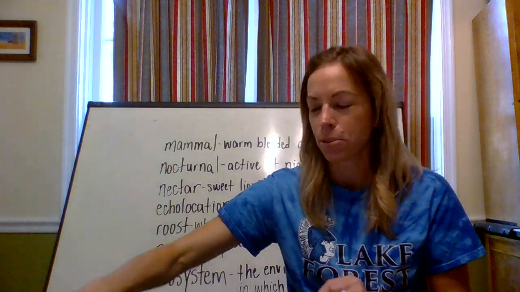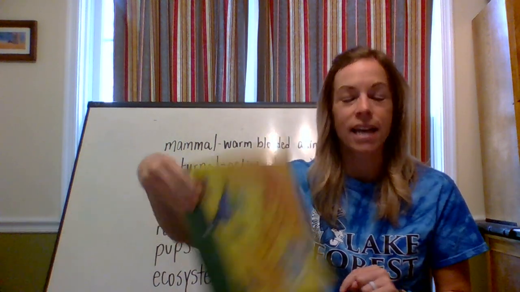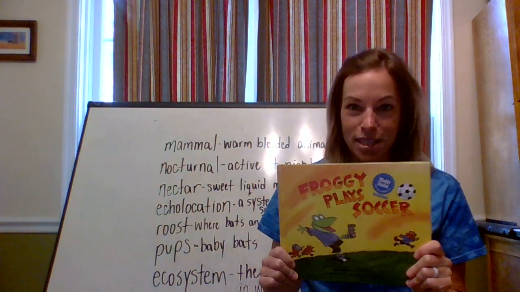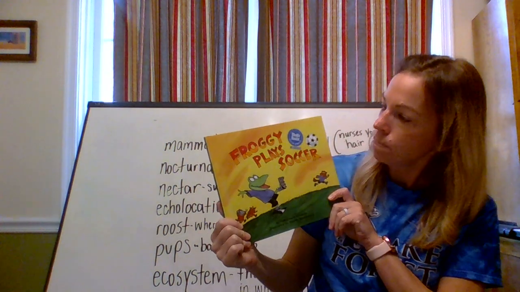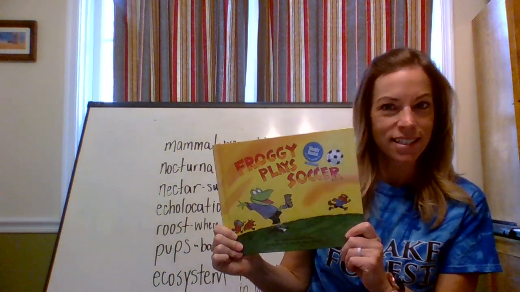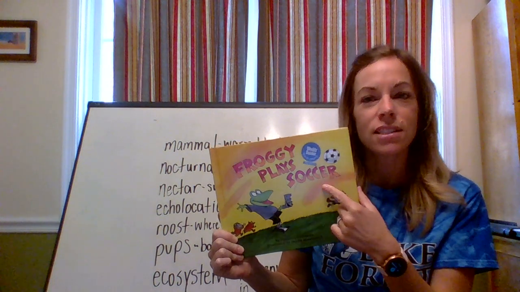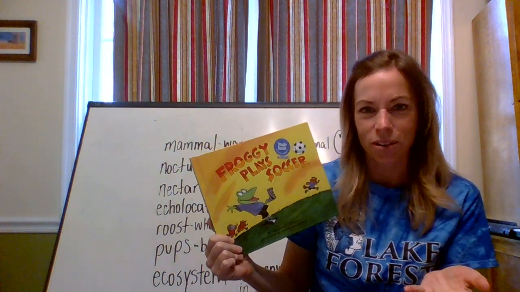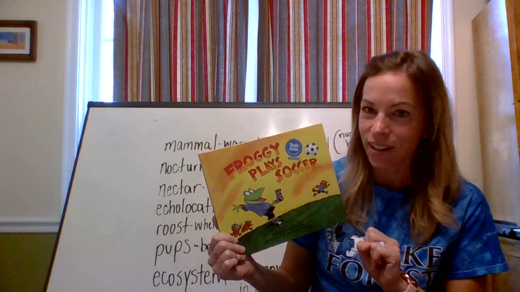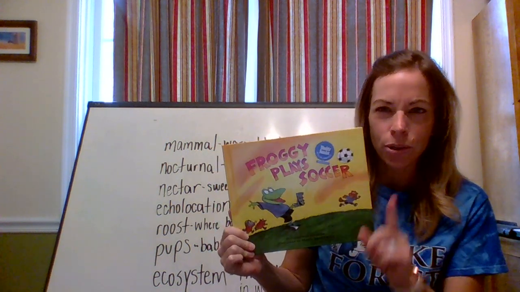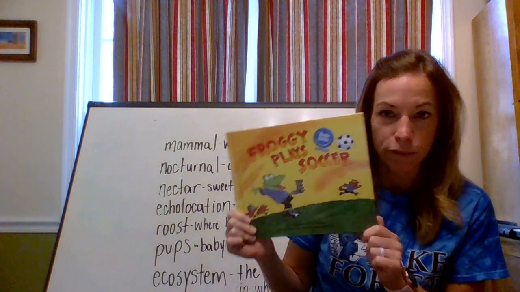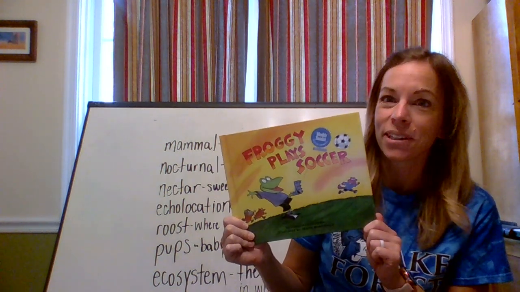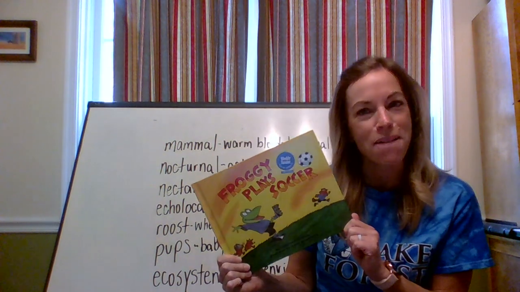My second example is not an informational text. This is a different type of text. It is called Froggy Plays Soccer. Now, when you first see or read the title, you might think, well, frogs are real. That is true. Frogs are real. However, have you ever seen a frog play soccer before? That would be really cool. But no, that can't happen.